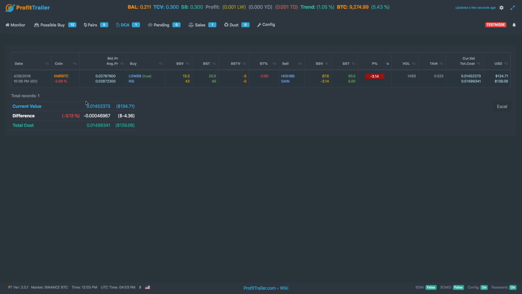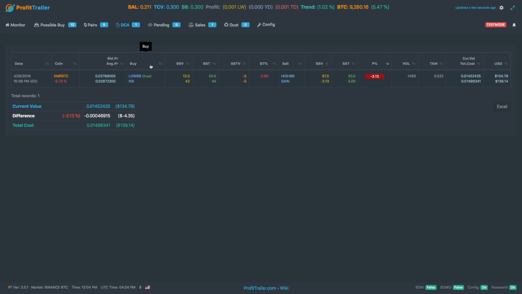And how ProfitTrailer actually averages this price out is it takes your total cost basis for that asset and divides it by the total amount that you're holding. So the total amount you paid for it divided by the total amount of the coin you're holding equals your average price.